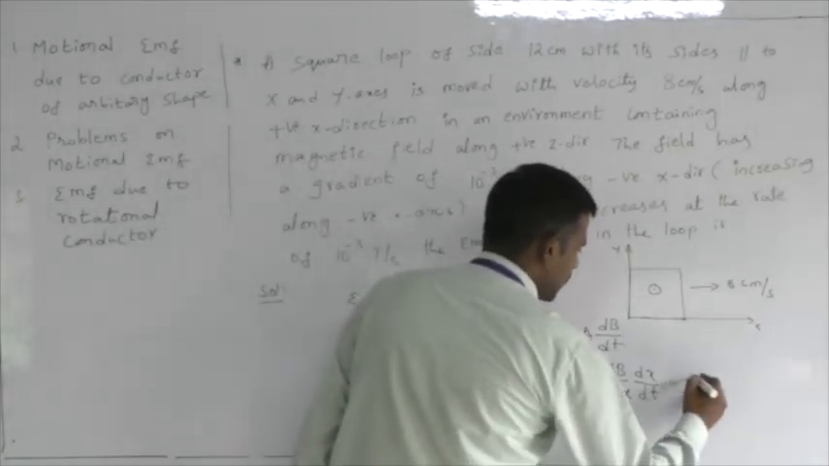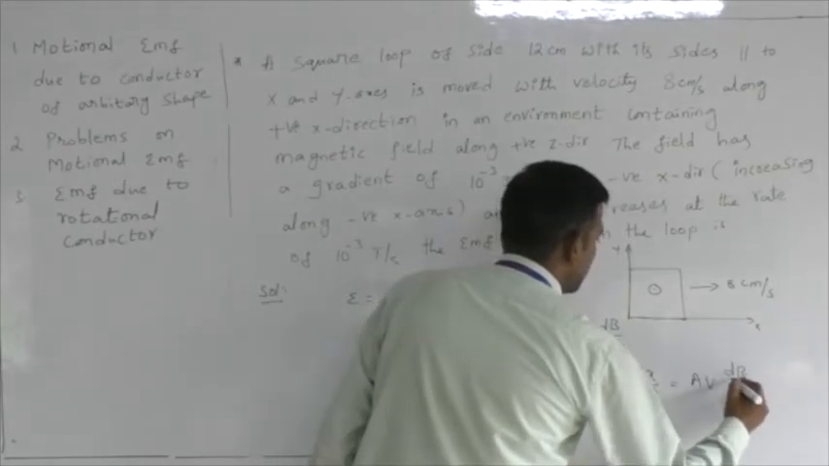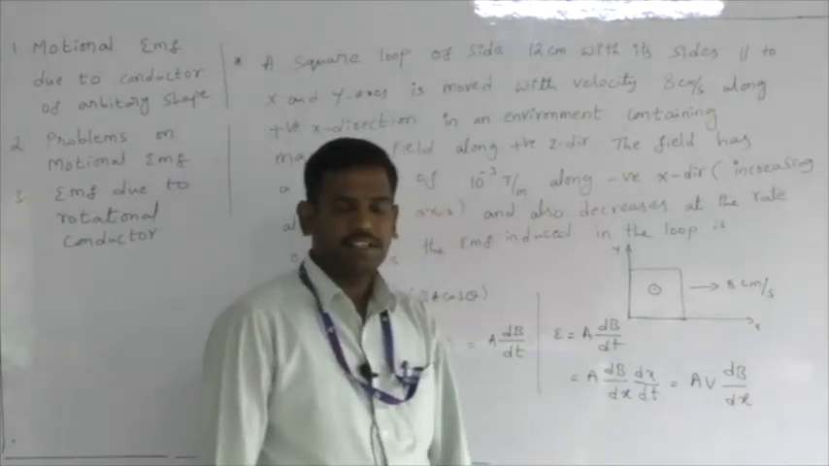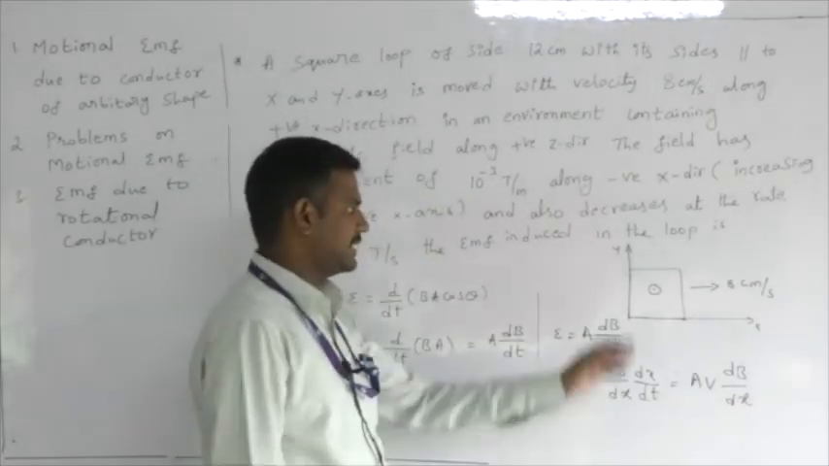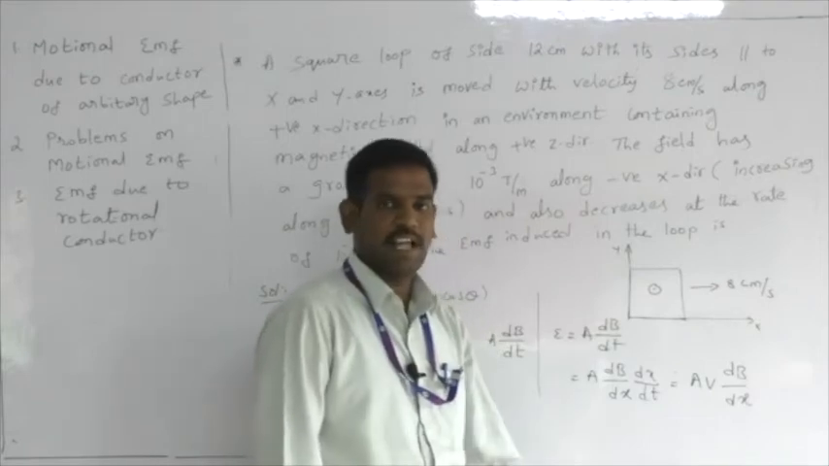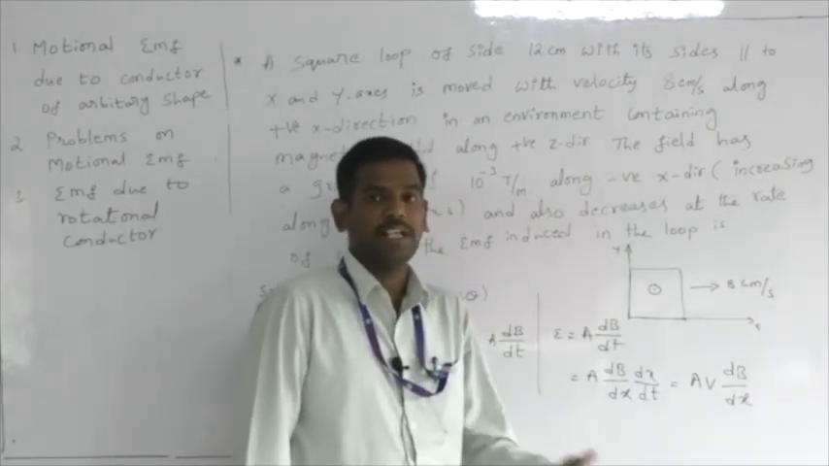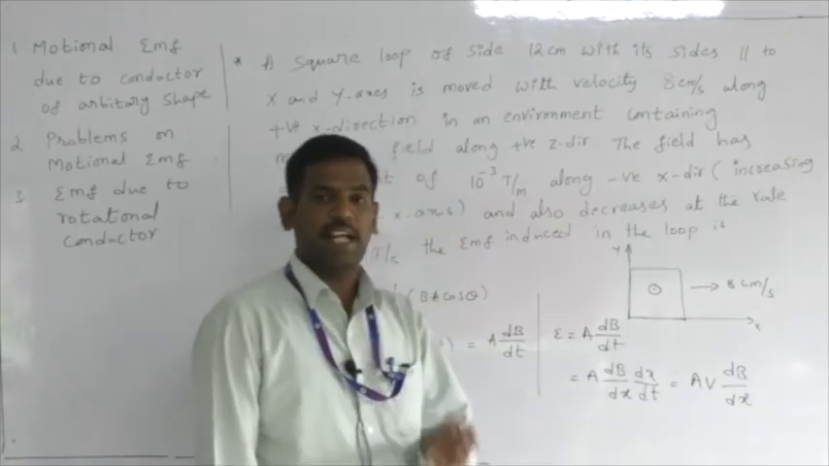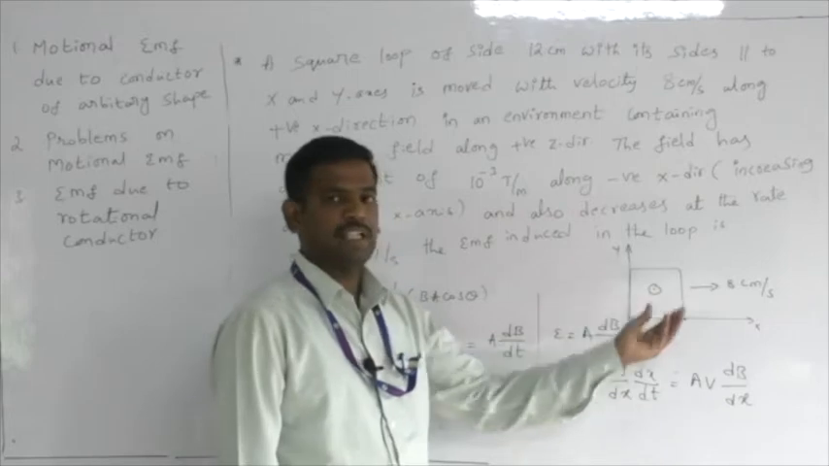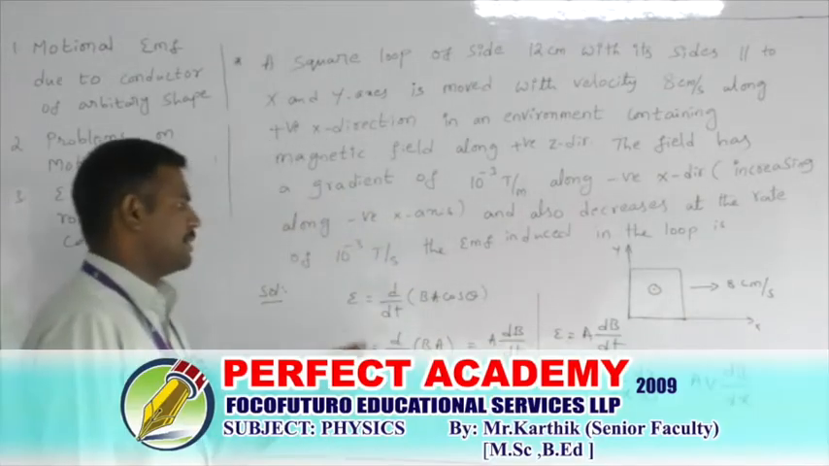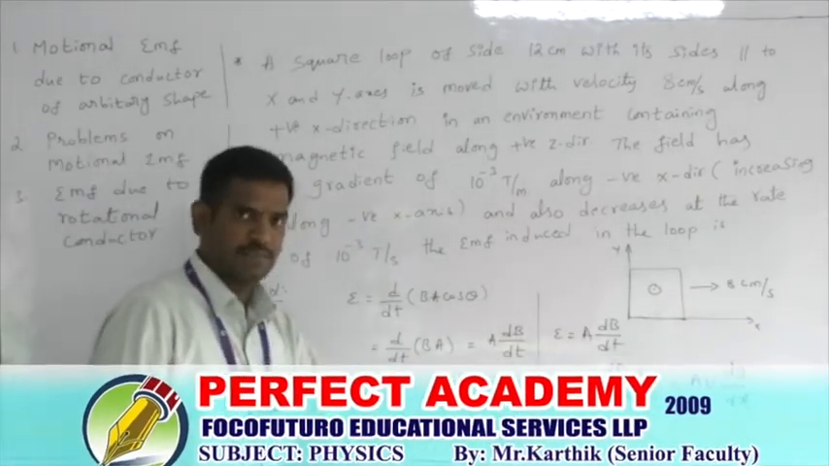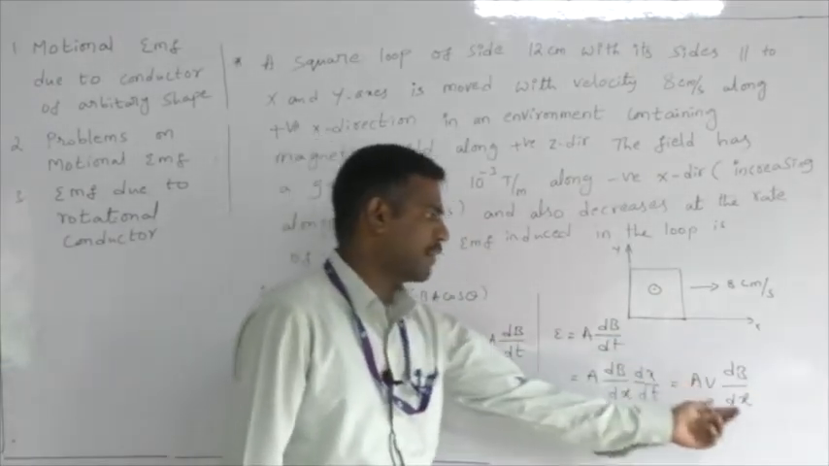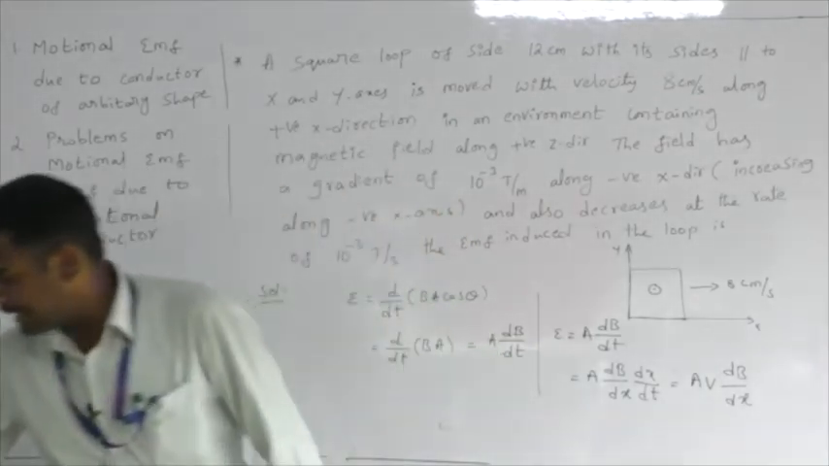Now, this will be nothing but A into V multiplied by dB by dx, where dB by dx is nothing but the gradient of the magnetic field. Since the loop is moving in this direction, it is moving across the gradient of the magnetic field. The induced EMF will be nothing but AV into dB by dx. The net EMF generated in this loop is the sum of the EMF due to the time varying magnetic field and the EMF due to the gradient of the magnetic field. The net will be the sum of both. Therefore, we can write like this.